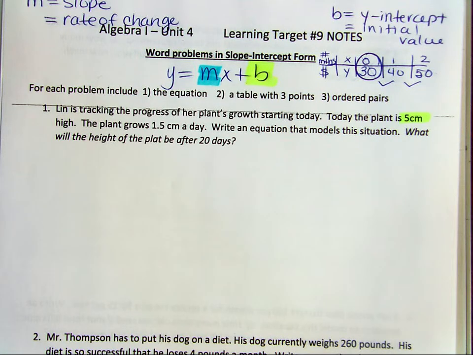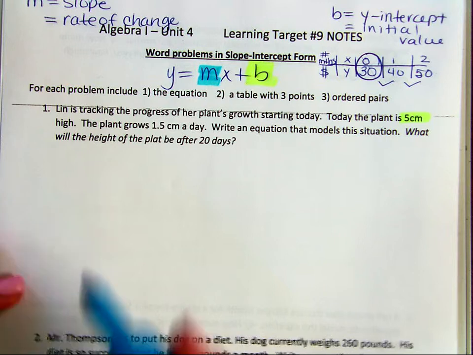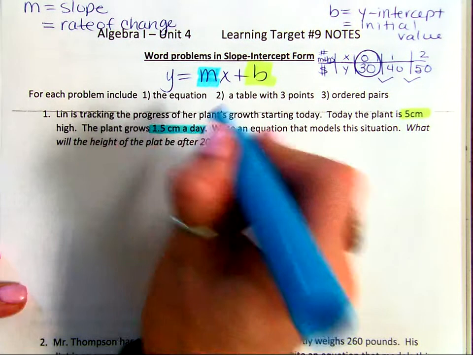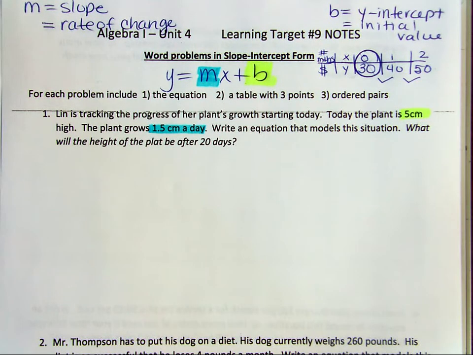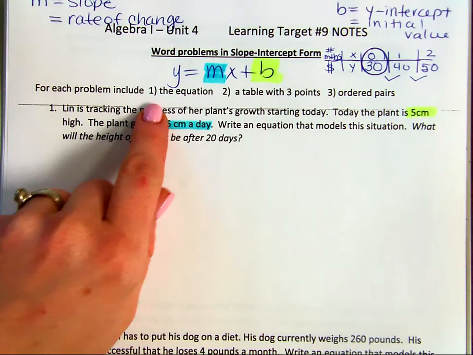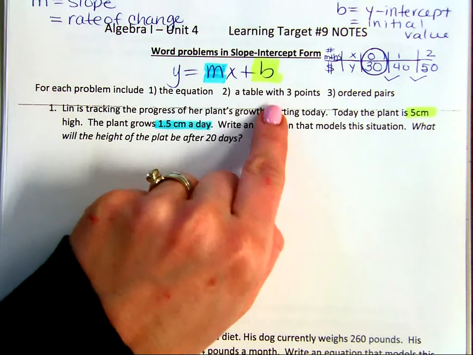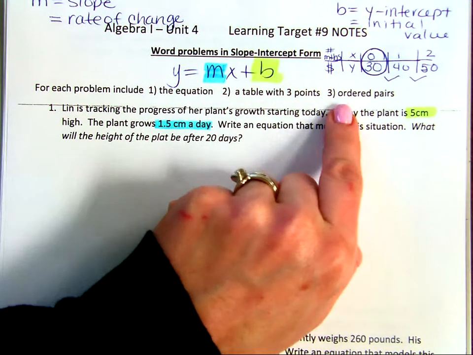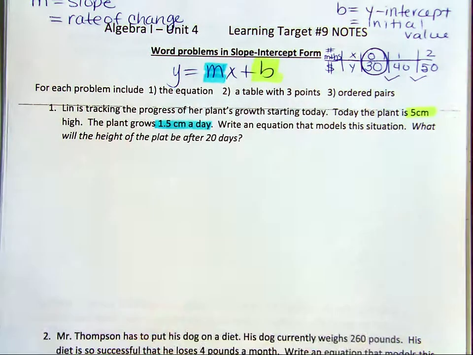And then that means that my rate of change would be 1.5 centimeters. Okay. So here I have 3 things listed. The equation, a table with 3 points, and ordered pairs. So let's do one of these things at a time.